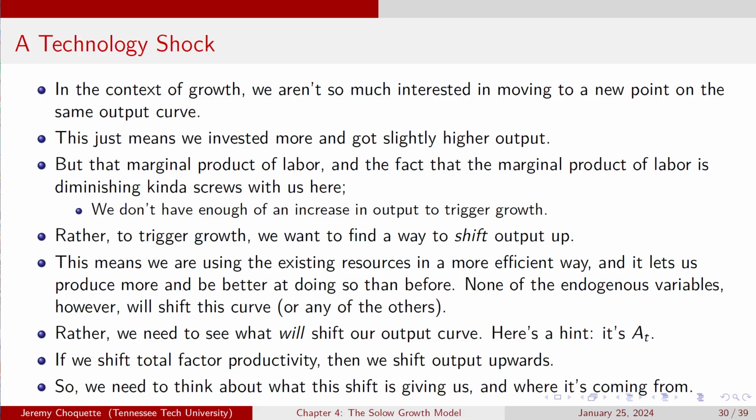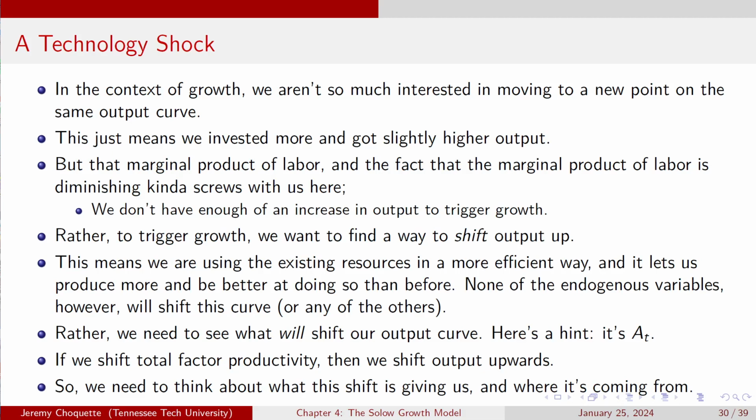If we want to trigger growth, we've got to find a way to shift that output curve up, which means we're using the existing resources we have, but we're doing it in a more efficient way. And it lets us produce more and be better at doing that than before. Now, the thing is, none of the endogenous variables are going to be shifting that curve. So changing capital isn't going to shift that curve. Changing investment won't shift the curve. The exogenous shift from A sub t will shift that curve. That's total factor productivity. If that increases, then it shifts the output curve upwards.